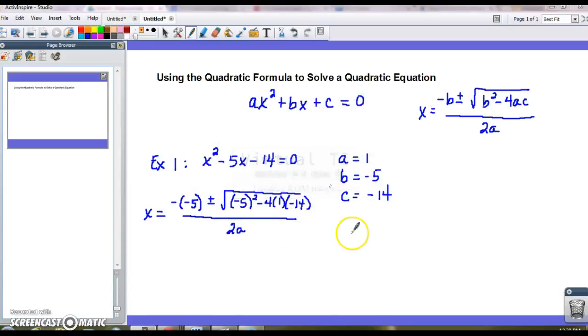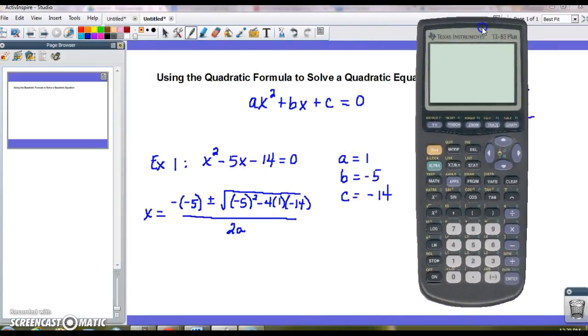What I'm going to do then is put that into my calculator. When you put it in your calculator, you can literally put it in exactly as it's written. So I'll put what's under the radical in first, just the way that it's written. So I end up with parentheses, negative 5, close parentheses, squared, minus 4 times 1 times negative 14. And that gives me 81.